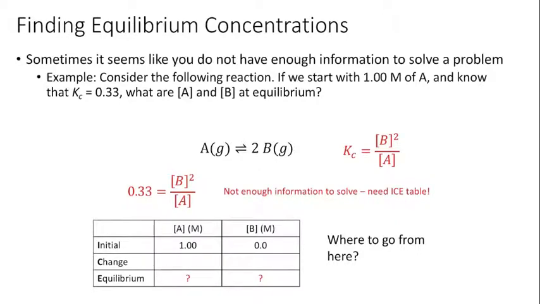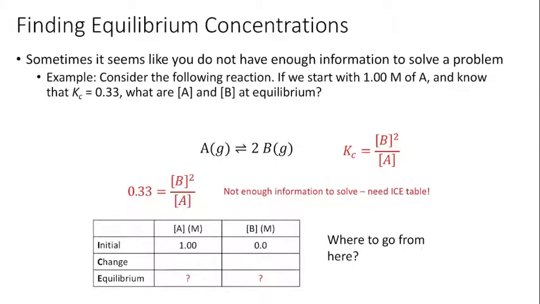This is an ICE table type problem. So the first thing we should do is write the Kc expression. And so you notice Kc is B squared over A. And that ultimately, of course, Kc is 0.33. So we've got 0.33 equals B squared over A. But we don't know what B and A are.